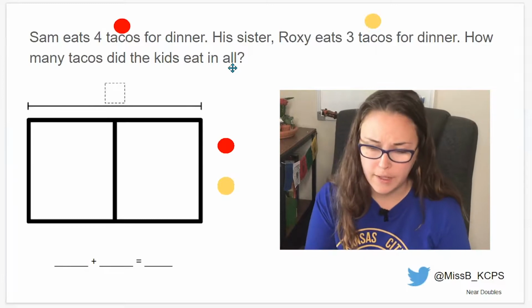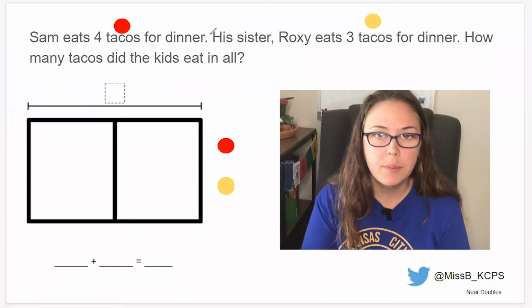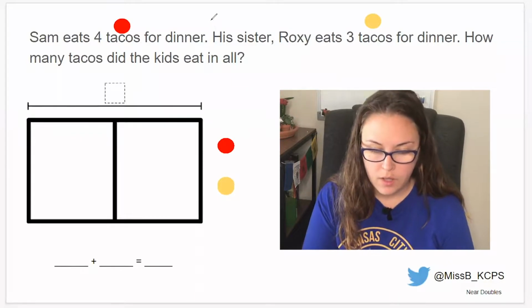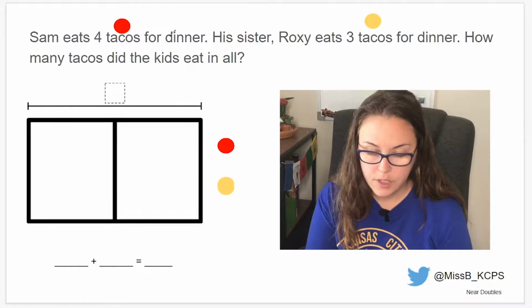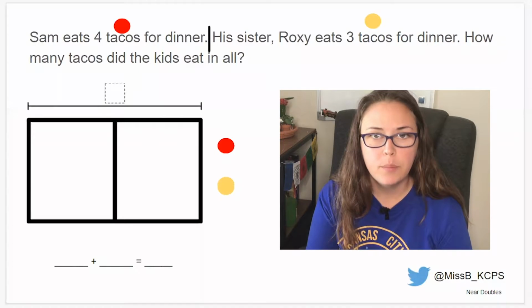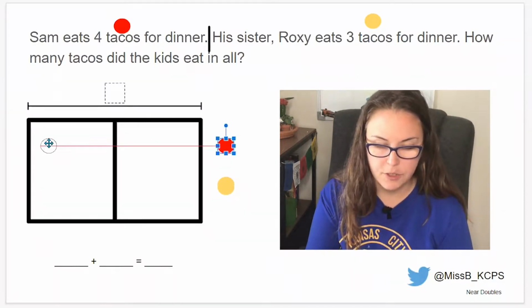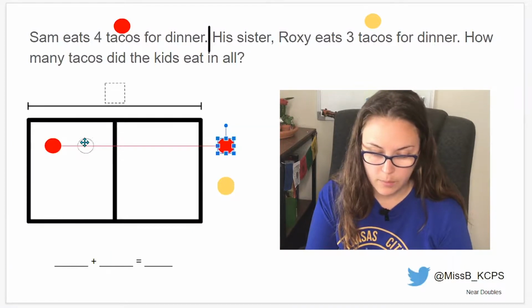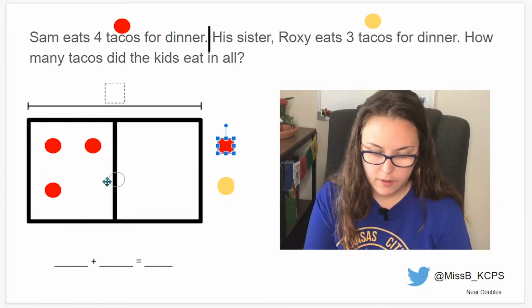Now we need to go back and reread one sentence at a time, and we need to build our model in the part whole map. The first sentence says, Sam eats 4 tacos for dinner. And then we'll stop there. How do you model that in your part whole map? Can you place 4 red counters in your part whole map? 1, 2, 3, and 4.